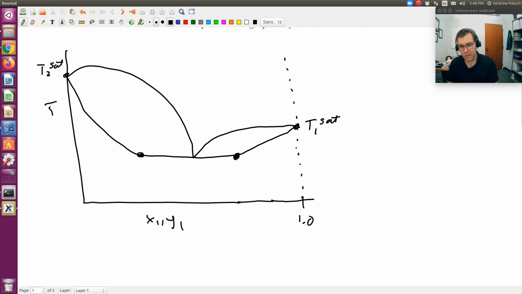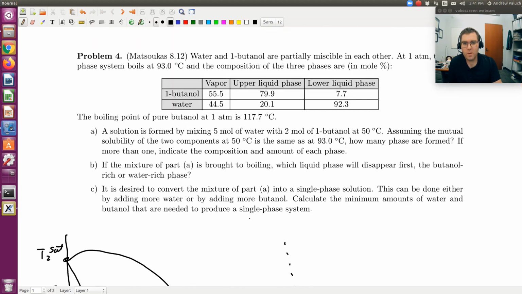Where my dew line pinches my bubble line, this is my azeotrope, and then these correspond to our two mutual solubilities. Or if we were to assume that the mutual solubility doesn't change much with temperature, I can draw two vertical lines down here indicating my phase boundaries in my liquid region. Okay, so now what do we have?